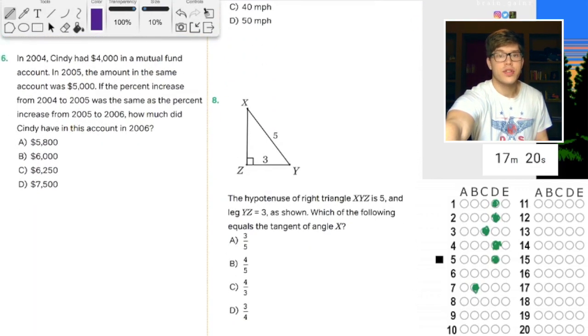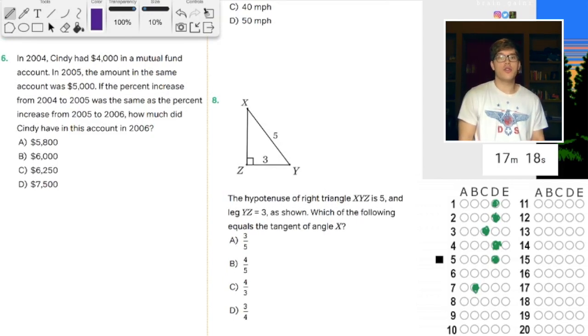In 2004, Cindy had $4,000 in a mutual fund account. In 2005, the amount in the same account was $5,000. If the percent increase from 2004 to 2005 was the same as the percent increase from 2005 to 2006, how much did Cindy have in this situation? Okay, so we're talking about percent increase. So saying 6,000 is going to be wrong, okay? Because we're going up by a percent, not a cut and dry amount.